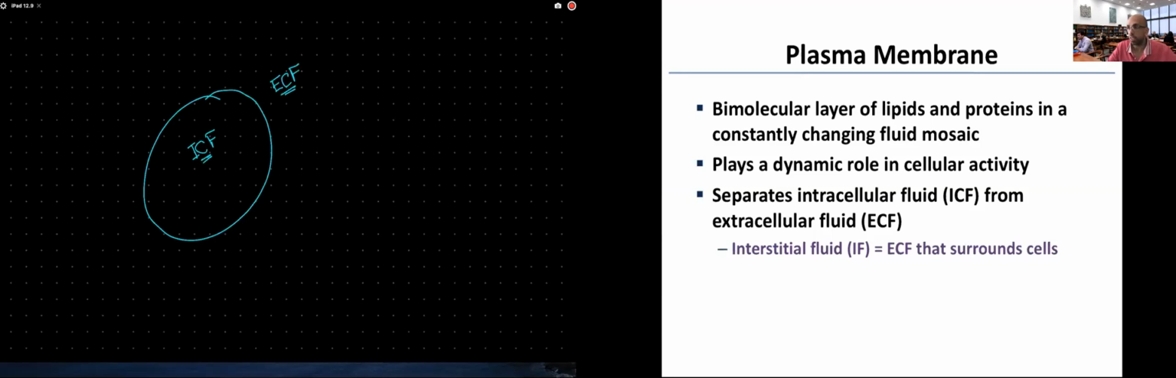So again, the cell membrane here acts as a boundary between the inside of the cell, the internal structure of the cell, and the outside of the cell, which is my extracellular fluid compartment. So fluid inside the cell is what we call intracellular fluid. Fluid outside of the cell is my extracellular fluid compartment.